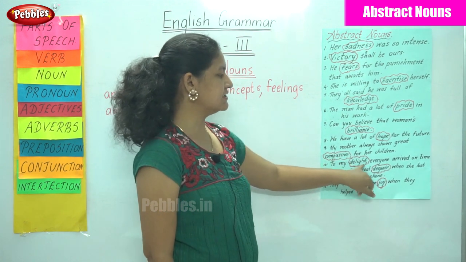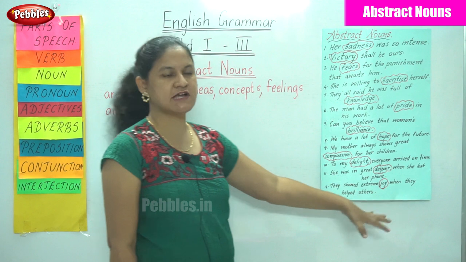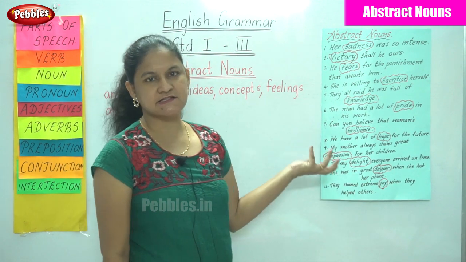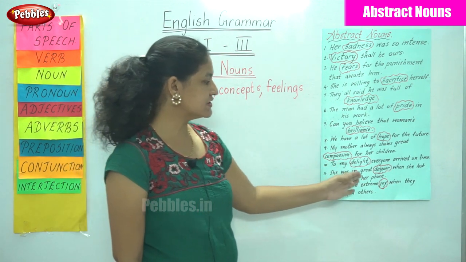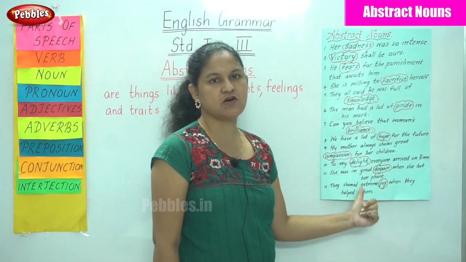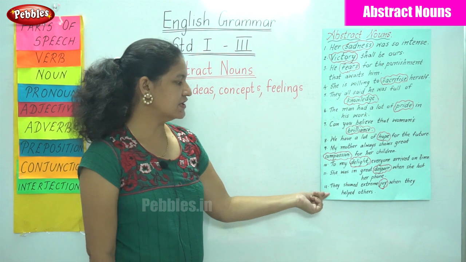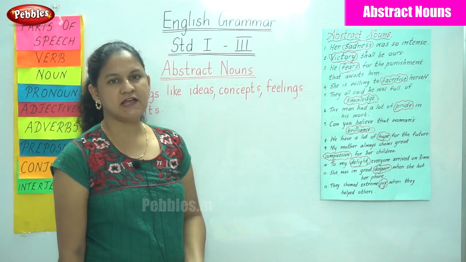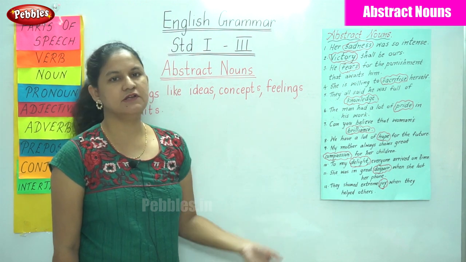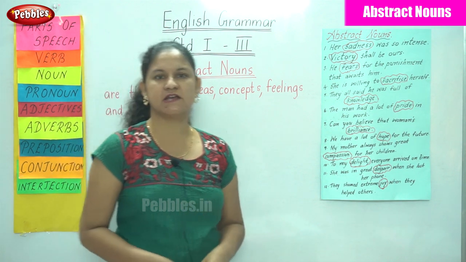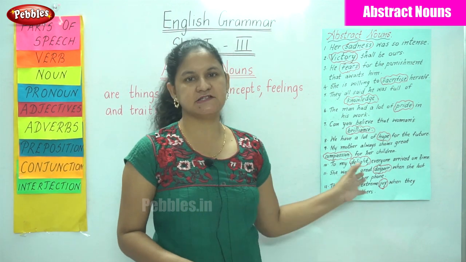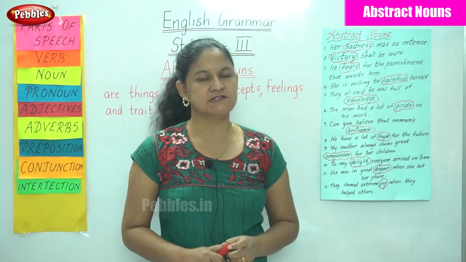To my delight, everyone arrived on time. So delight again is a feeling. She was in great despair when she lost her phone. So the word despair. They showed extreme joy when they helped others. So the word joy is a kind of feeling that we experience and is the abstract noun in these sentences.